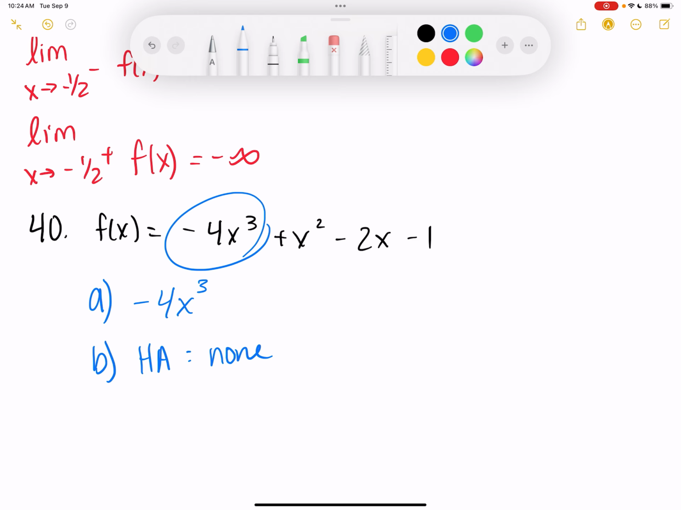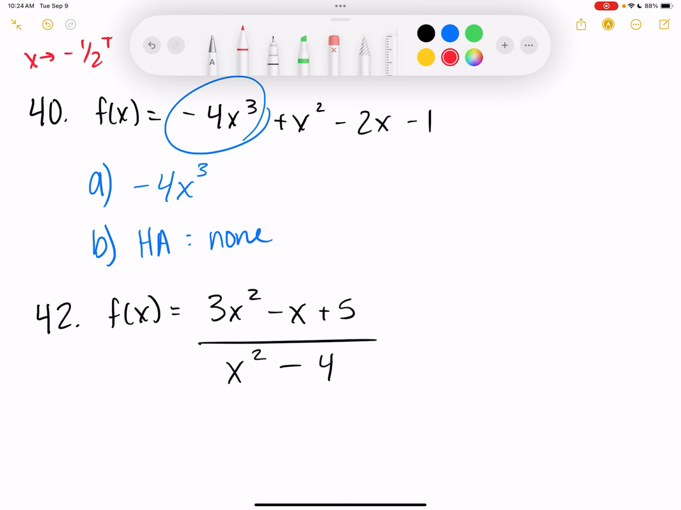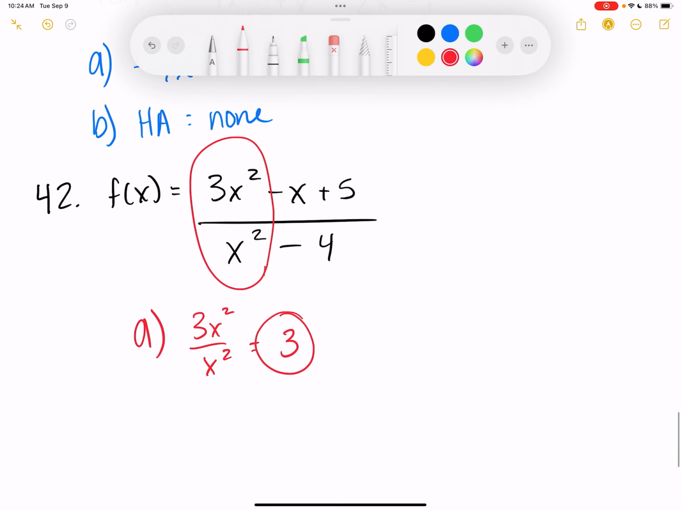42, f of x equals 3x squared minus x plus 5 over x squared minus 4. I just care about this part here. My power function, they would reduce because it's technically 3x squared over x squared, but that would reduce to 3. So my power function is just 3. Do you know what the horizontal asymptote would be? 3. Yeah, y equals 3.